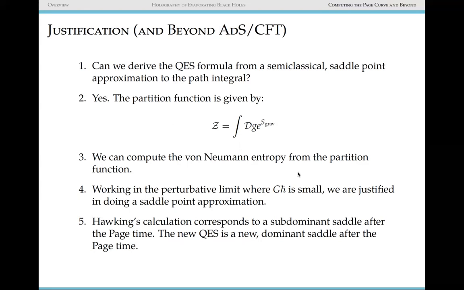These are not just on-shell metrics, meaning these are not just metrics that solve the equations of motion. This includes metrics that don't solve the equations of motion. We're integrating over all of them. And what we're integrating is e to the minus S grav, where this is the Euclidean gravity action.